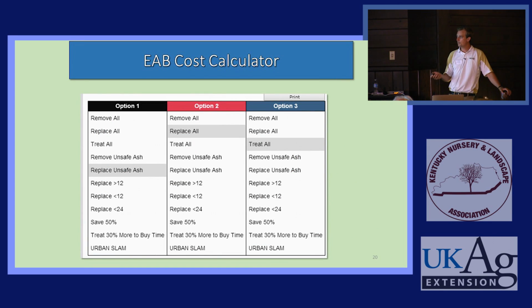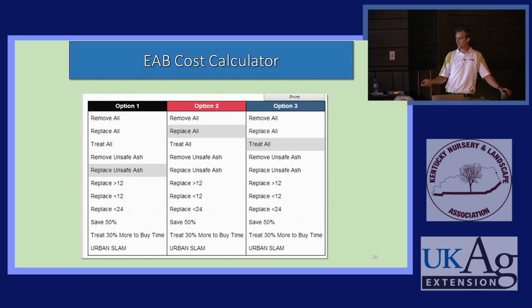Here's a list of all of your options. So you can remove all, replace all, treat all, remove unsafe ash. So you're just going to remove them as they begin to fail. This replace unsafe is remove and replace unsafe ash. Replace anything that's greater than 12 inches, less than 12 inches, less than 24. Save the best 50%, etc.